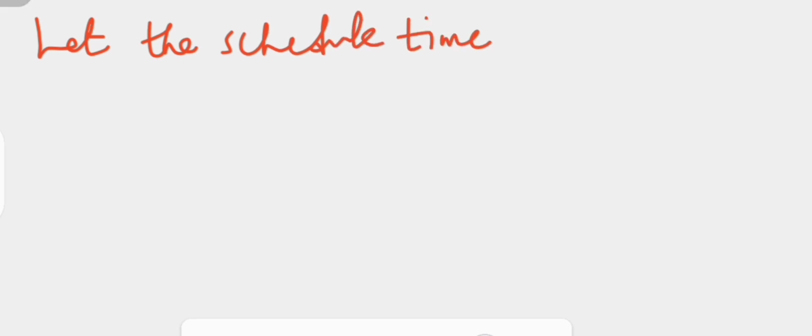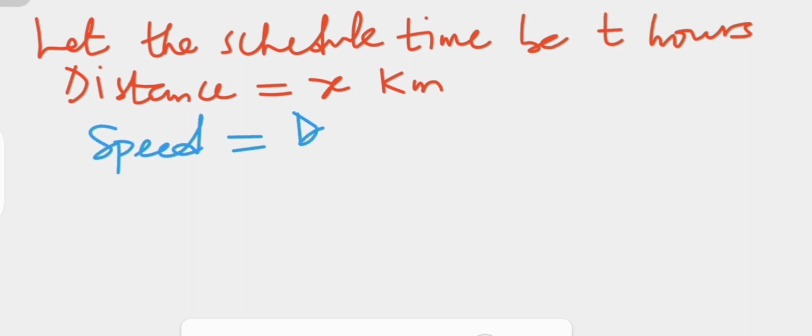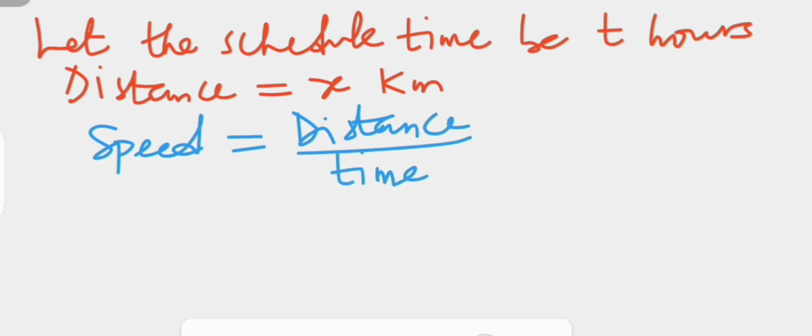The first representation we are going to make is the schedule time. So we can let the schedule time be t in hours. Again, we are given the distance, which is x in kilometers. Recall that speed is calculated by using the distance over time. But in this problem, time is of essence. Time is what we want to calculate. So by making time the subject of the formula, we have time as distance divided by speed.